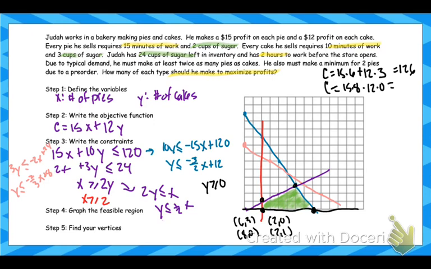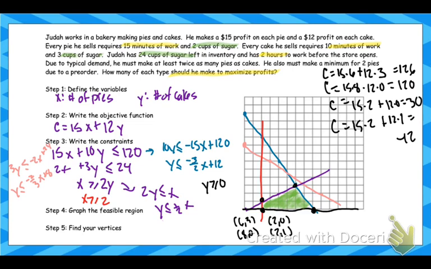15 times 8 would give me 120. 15 times 2 plus 12 times 0 would just be 30. So we definitely don't want to do that one. That's not a lot of profit. And then my last one, 2, 1: 15 times 2 plus 12 times 1. It's going to be a little bit bigger, but still pretty small. That one's going to give us $42.